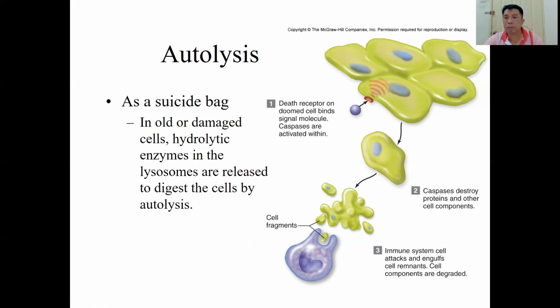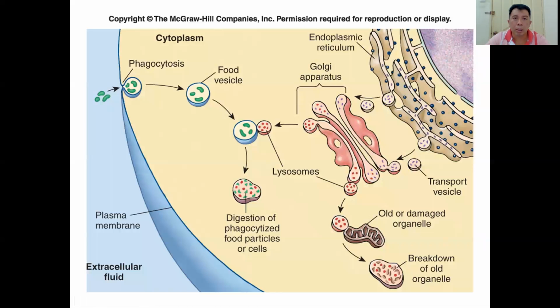So remember the five functions of the lysosome. Overall, you can see this one is for digestion of ingested food. If it is a phagocyte, then it is digestion of the pathogen as well. And then this one is the autophagosomes for the breakdown of damaged organelles.